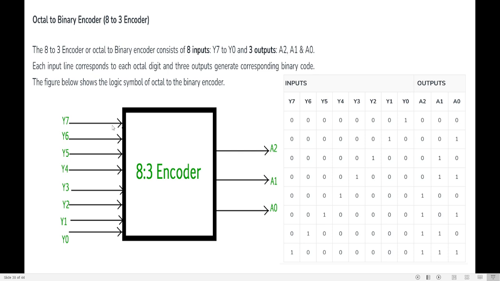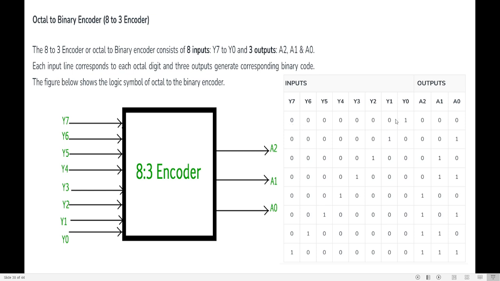So let us start now with the truth table. A truth table is drawn between inputs and outputs. I have Y0 to Y7 as inputs: Y0, Y1, Y2, Y3, Y4, 5, 6 and 7. I have 3 outputs, A0, A1 and A2. And I said at any point of time only one input will be high. If Y0 is high, the rest will all be zeros.